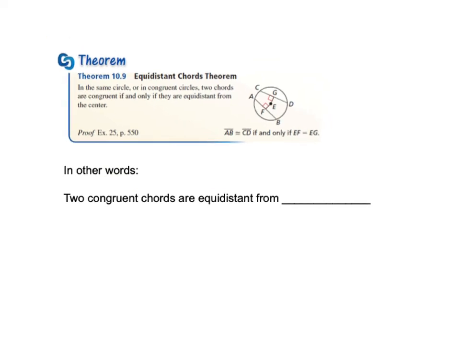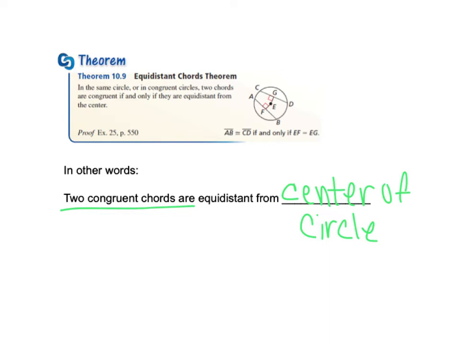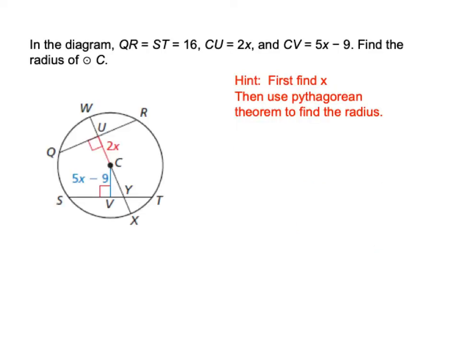Okay, so another one where we have two chords. If you have, in the same circle, two chords that are congruent, then they're the same distance from the center of the circle. So two congruent chords are equidistant from the center of the circle. Okay, doesn't have to be a diameter, doesn't have to be anything like that. If you just have two chords that are congruent to each other, then they are going to be the same distance from the center of the circle. Okay, so let's go ahead and use that idea.